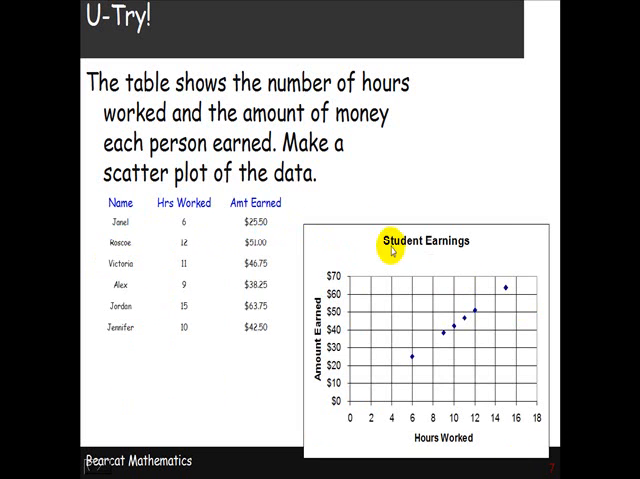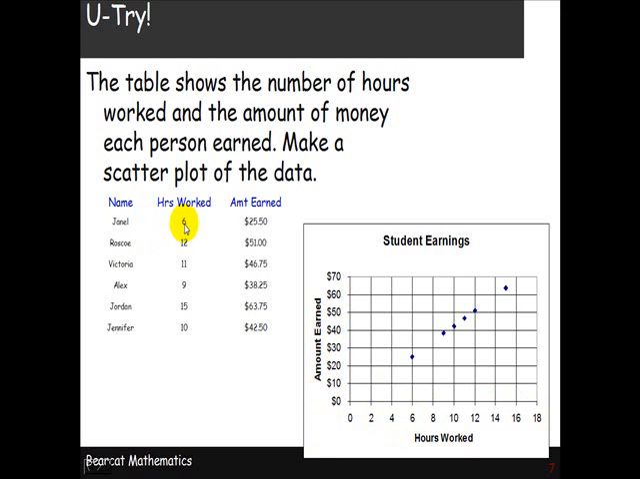Okay, I've labeled this one student earnings. Horizontal axis is hours worked. Almost always, if time is a unit that we're comparing here, we're going to put that on the horizontal axis, and hours is definitely time. The amount earned is going to be my vertical axis.